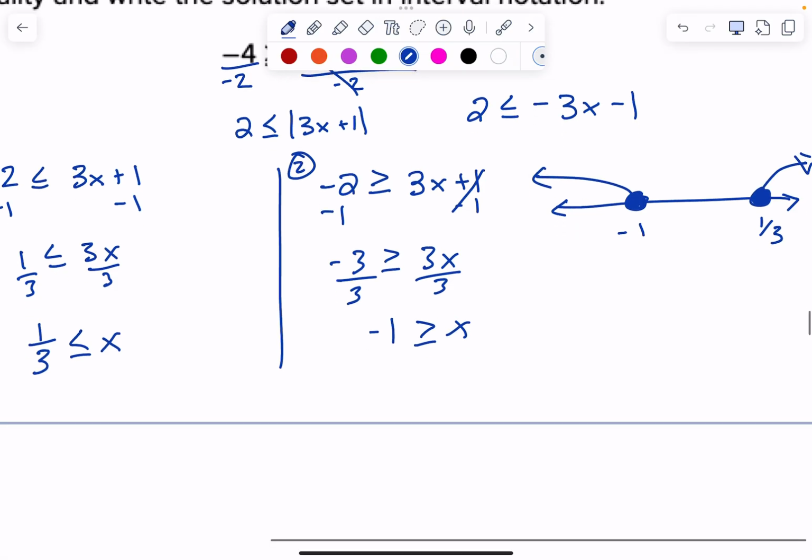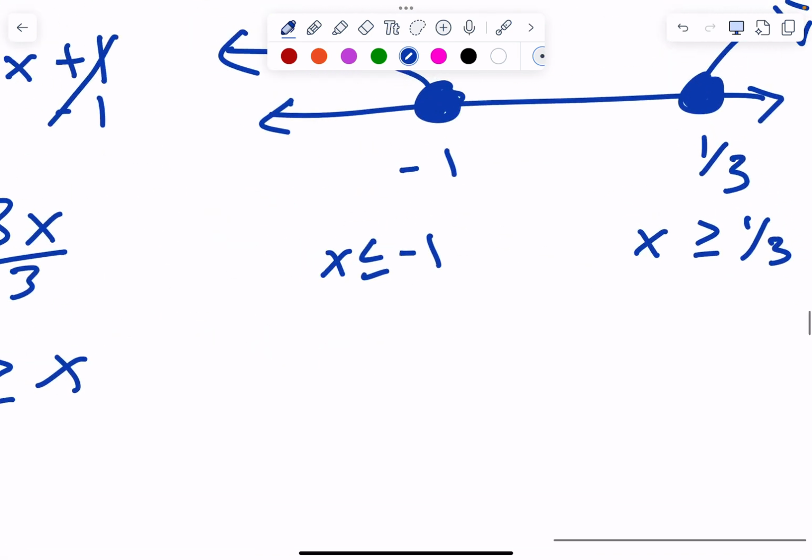Write it backwards. I know, I should write him forward. Here, if I write him forward, he says this. X is less than or equal to negative 1, and x is greater than or equal to 1/3. And if I'm going to write it like that, my interval notation will be, what's the first interval notation?